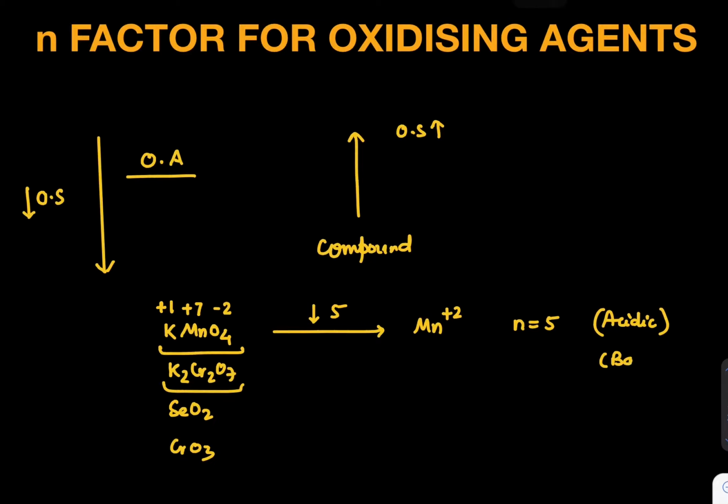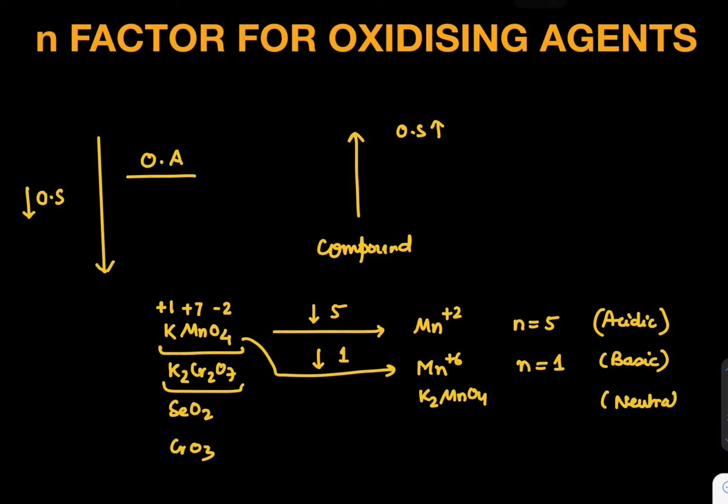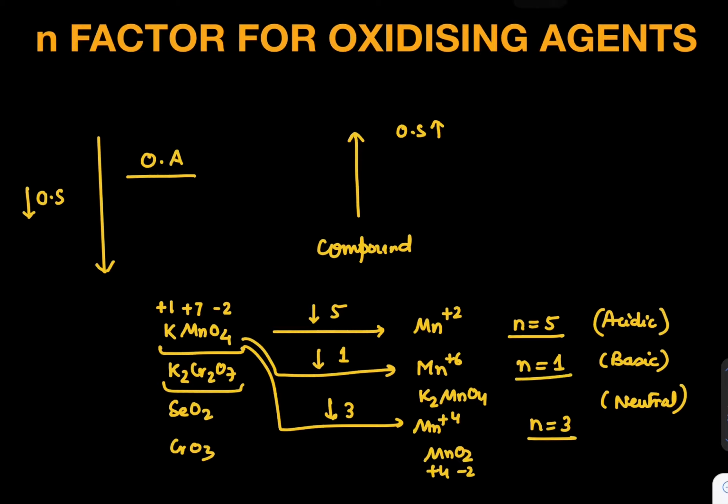If you use the basic medium for the same reaction, the drop will be just 1 and it becomes Mn+6. So KMnO4 will become K2MnO4 and this N factor will be written as 1. And in neutral conditions, the drop we get is 3, and Mn+7 becomes Mn+4, for example MnO2. So this is +4, this is -2, and the drop is 3, hence N factor is 3. So what is N factor or valency factor for KMnO4 in different cases?